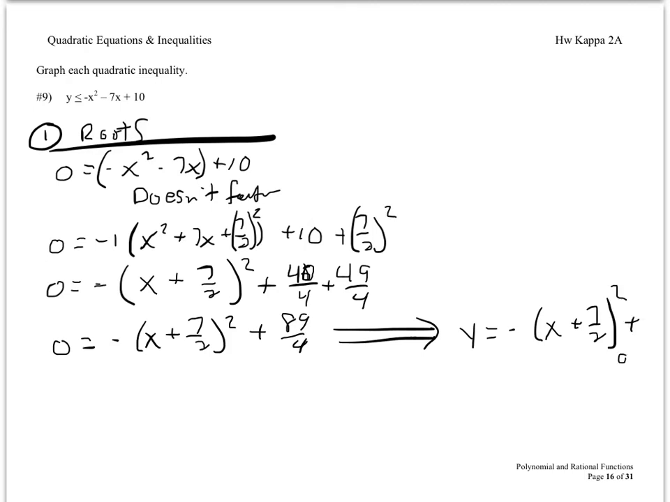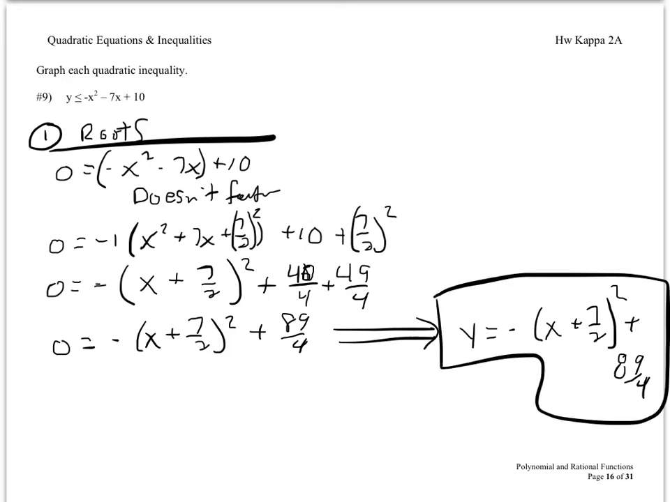I ran out of space there. 89/4 should be up there. So that means for us that our vertex is at negative 7 halves, 89/4. And we know it's a maximum because the leading coefficient here, this negative, reflects the graph. Continuing with the roots, got sidetracked there.